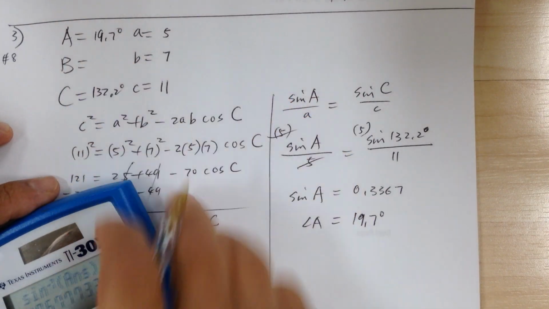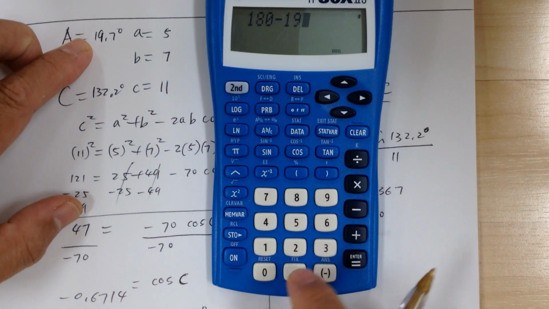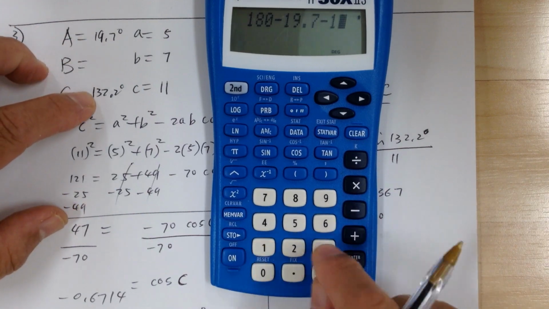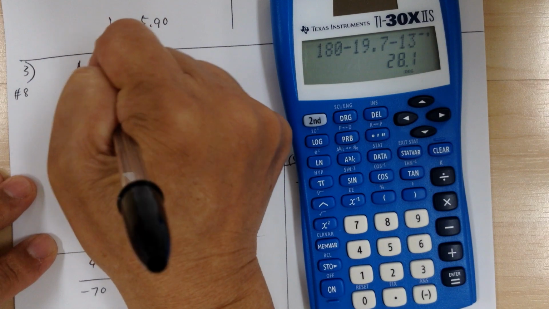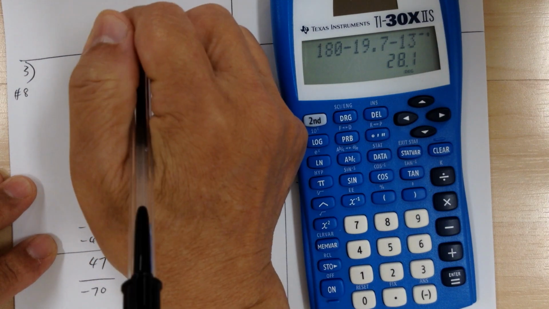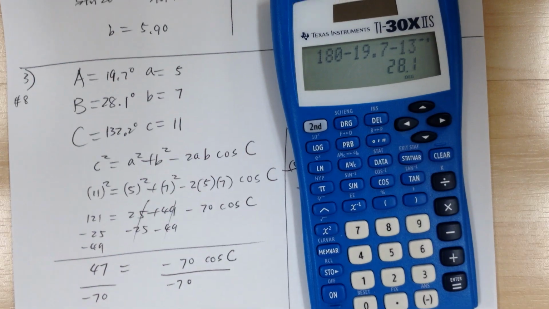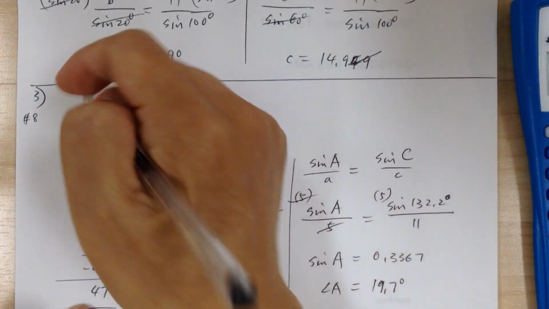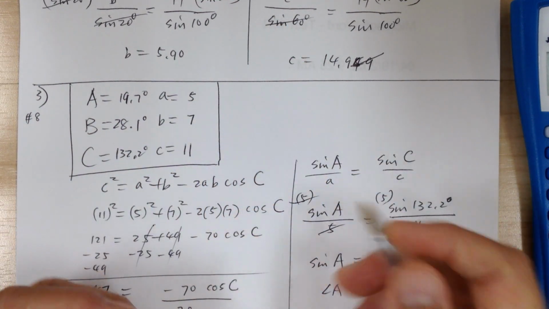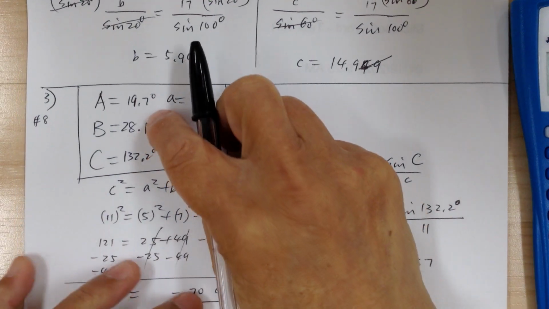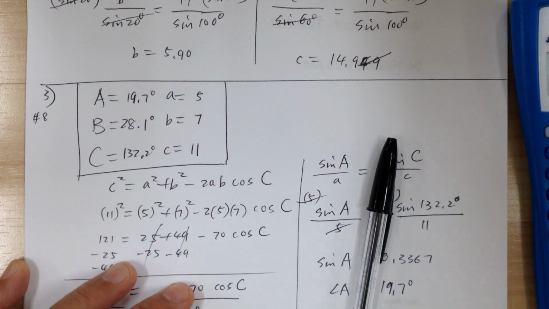Now to get this angle, I just have to use 180 minus 19.7 minus 132.2 equals, I get 28.1 degrees. Okay, and that's it. Again, like I said, it depends on how many digits you enter to do the calculation. Your answer might be off just a little bit, so that's fine.